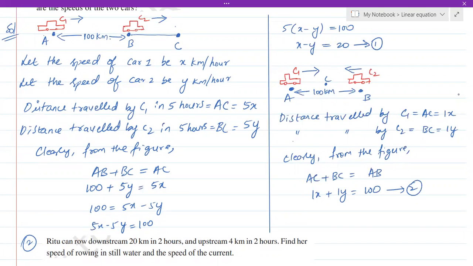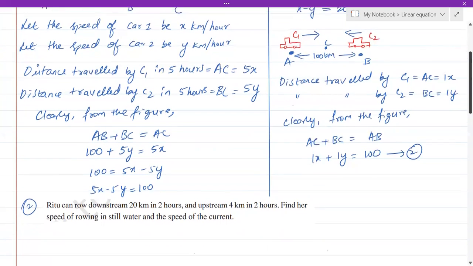Easily you can do it. The value of x will be 60 and the value of y will be 40. Okay, car 1 speed will be 60 km per hour and car 2 speed will be 40 km per hour. So you can try it. Two equations are there, so easily you can try it. I hope you have understood this question. Let's get into the next question.